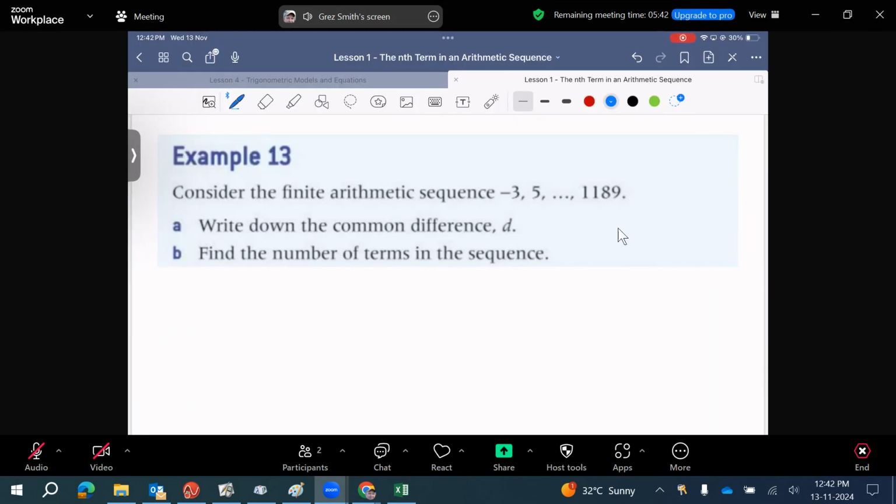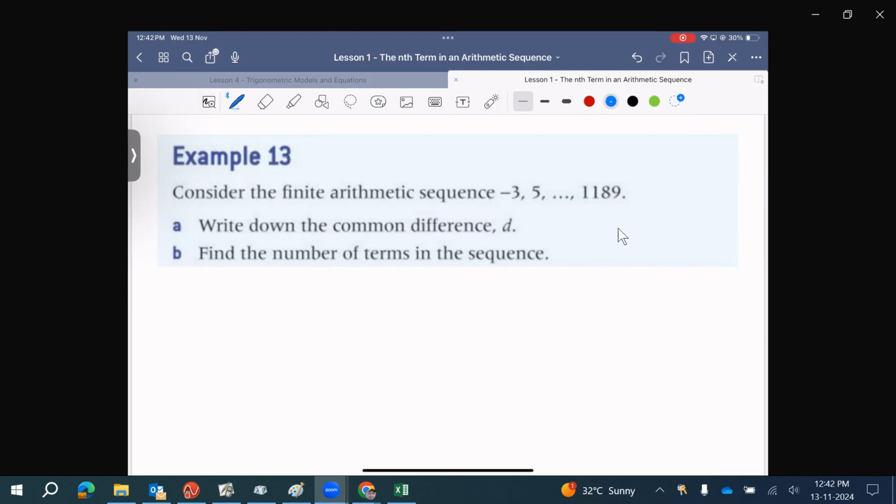Okay. So consider the finite arithmetic sequence minus 3, 5 up to 1,189. Write down the common difference. So, what do we get as our common difference? We are having plus 8 here. So the common difference is 5 minus negative 3, 8.